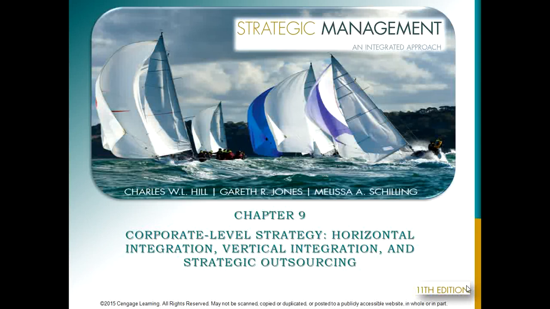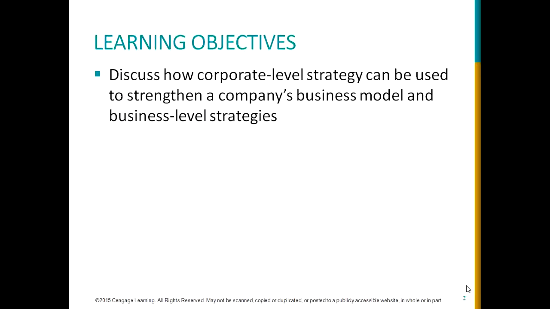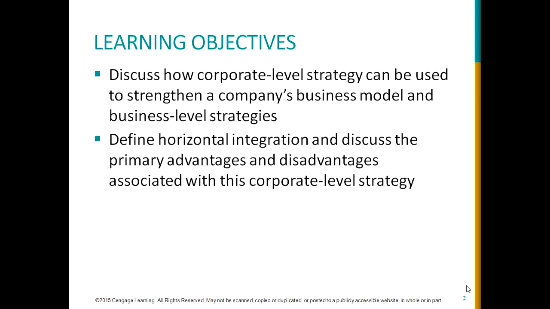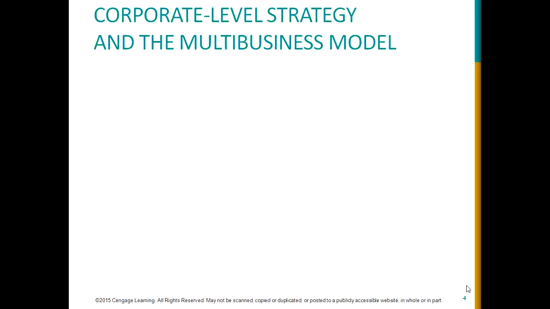Now, putting together horizontal and vertical integration and examining cooperative relationships such as strategic outsourcing as an alternative, a successful corporate strategy adds value by enabling the company to perform one or more of the value creation functions at a low cost, or in a way that allows a particular company differentiation and brings a premium price. Let us understand the learning objectives and discuss how this strengthens a company's business model, then the business level strategies, and then horizontal integration, and you will be seeing all this in the later chapter.